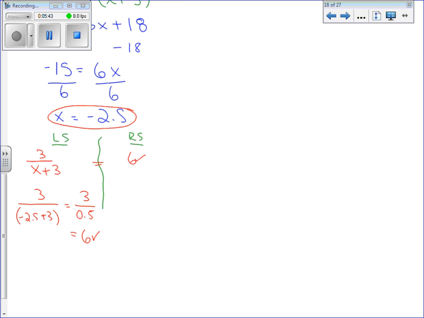Now, you won't necessarily get a mark for verifying on a quiz or a test, but why wouldn't you? Because that means you know for sure you got the answer right. If it works, your answer's right. But you can also verify on a calculator.